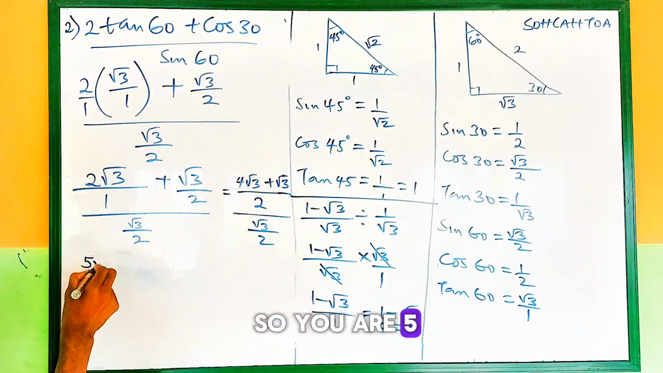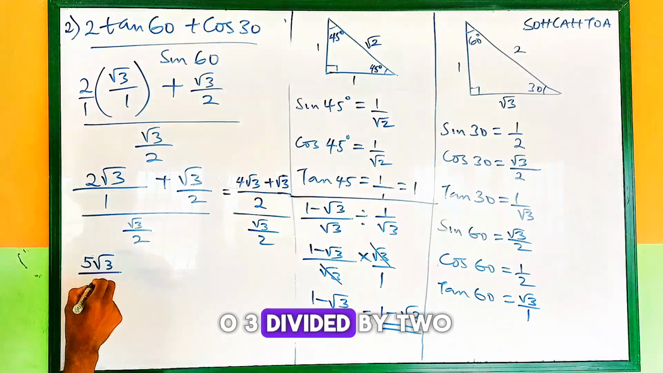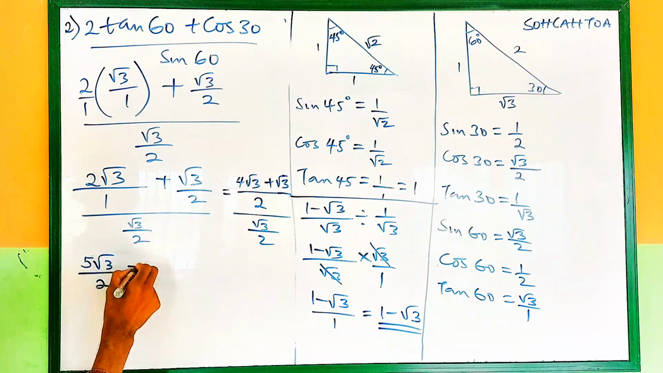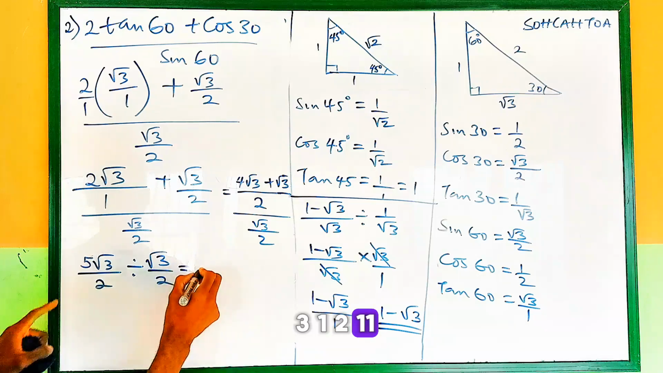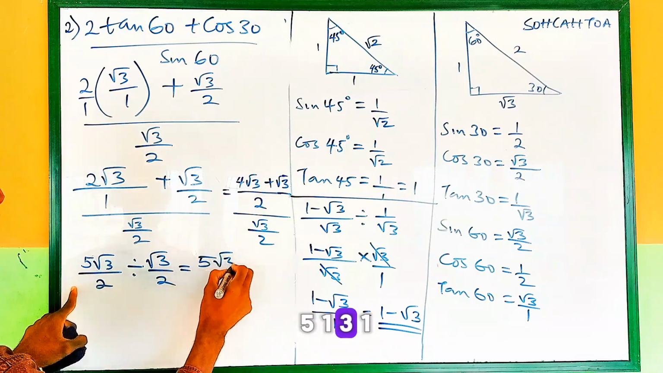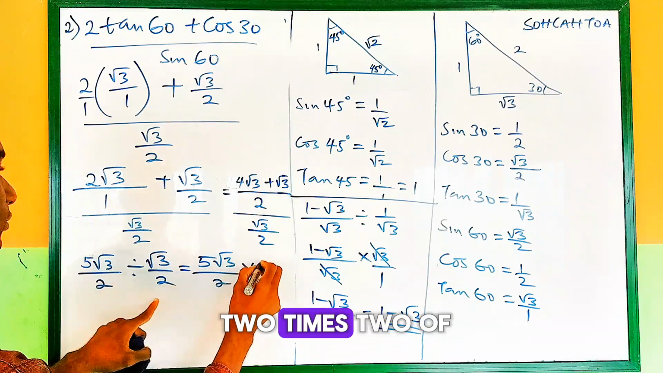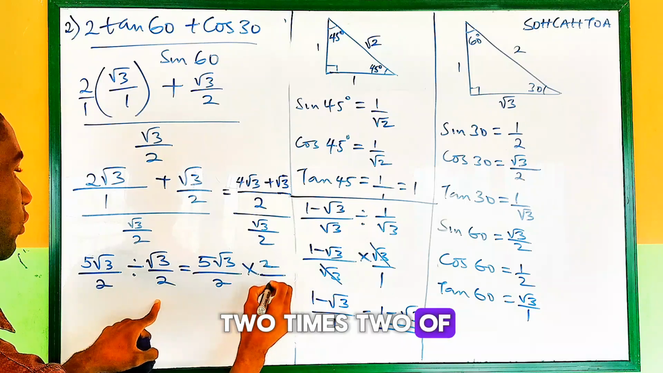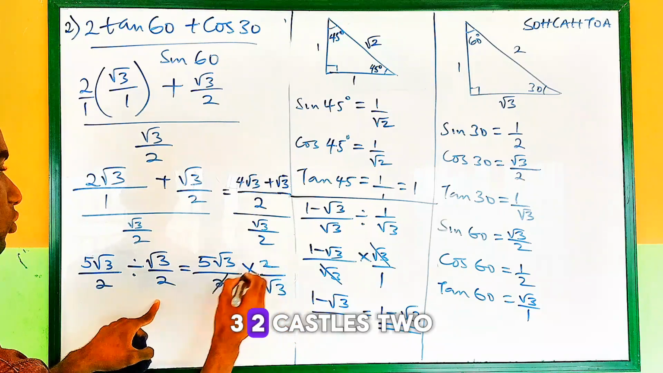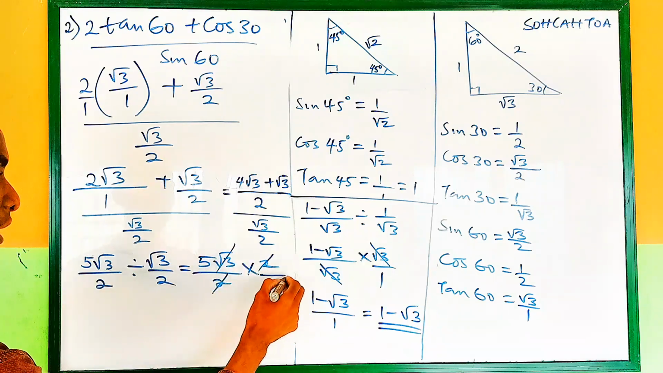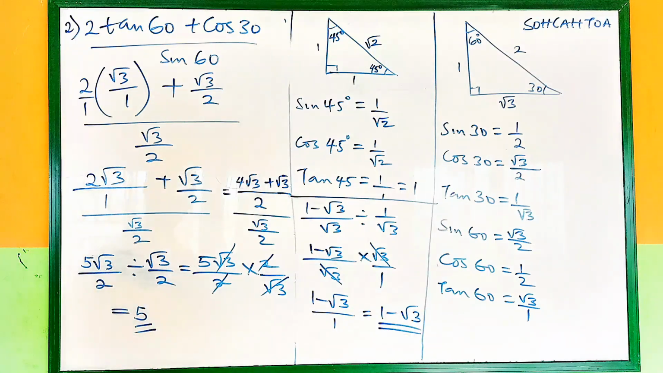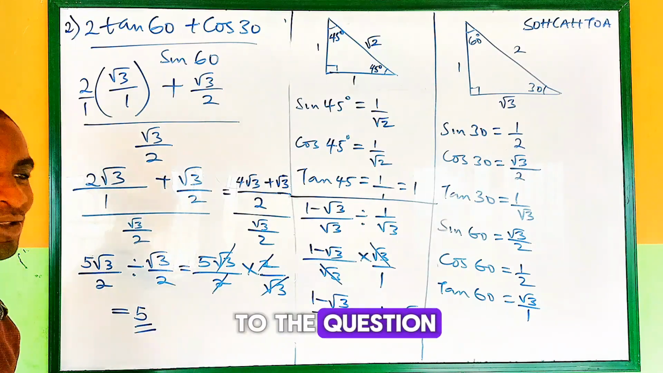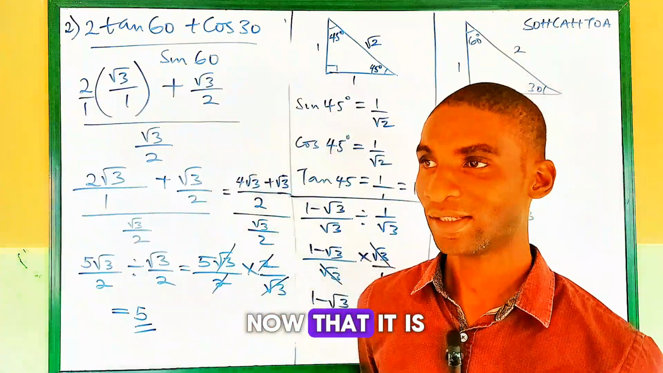So you have 5 root 3 over 2 divided by root 3 over 2. That will be 5 root 3 over 2 times 2 over root 3. 2 cancels 2. Root 3 cancels root 3. Our final answer is 5. That is the answer to the question. So can you see now that it is not difficult?